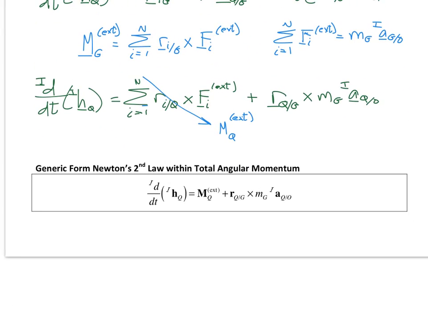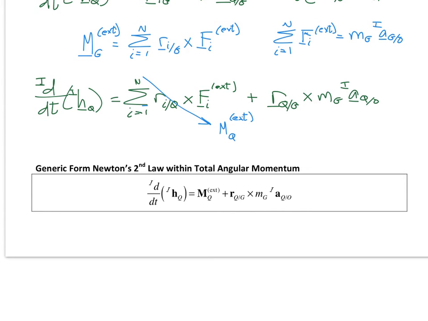And so our final form looks like this, in which we have the time derivative of the total angular momentum about an arbitrary point Q, all observed in the inertial reference frame, equal to the external moment about point Q, plus this term, which reminds us of our inertial moment. We have our position vector from G to Q, or Q with respect to G, crossed with the total mass of the system multiplied by the acceleration of point Q. Now this is the inertial acceleration of point Q.